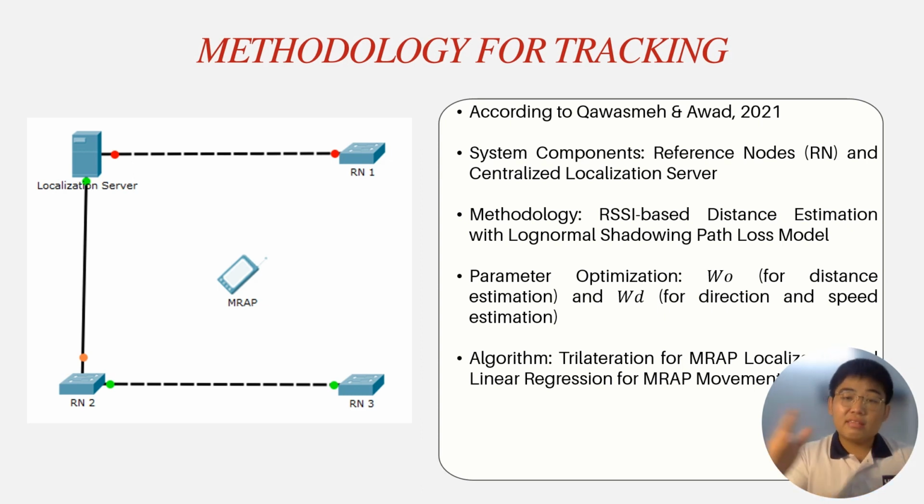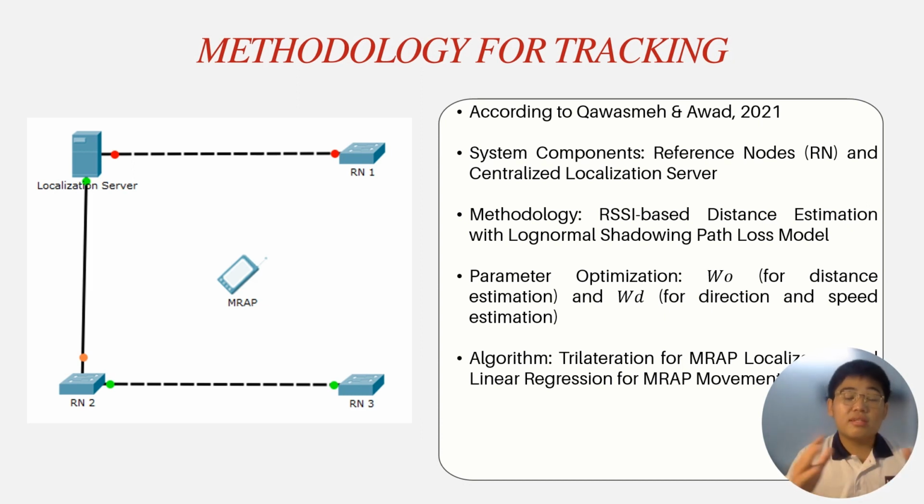The server then estimates the distance between the MRAP and each RN using the log-normal shadowing path loss model. With the three estimated distances, the localization server employs a trilateration algorithm to pinpoint the current location of the MRAP. Moreover, to estimate the MRAP direction and speed of movement, we perform linear regression of the last WD consecutive estimated locations. Here, WD is another parameter that needs to be optimized.